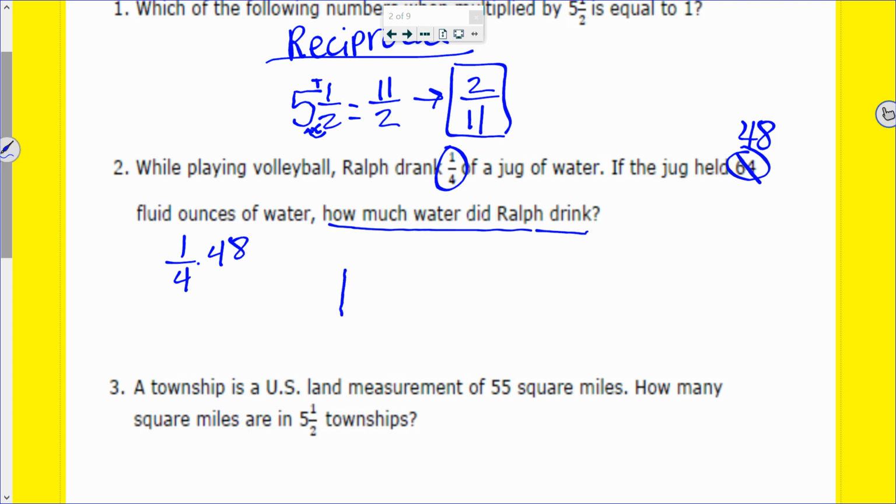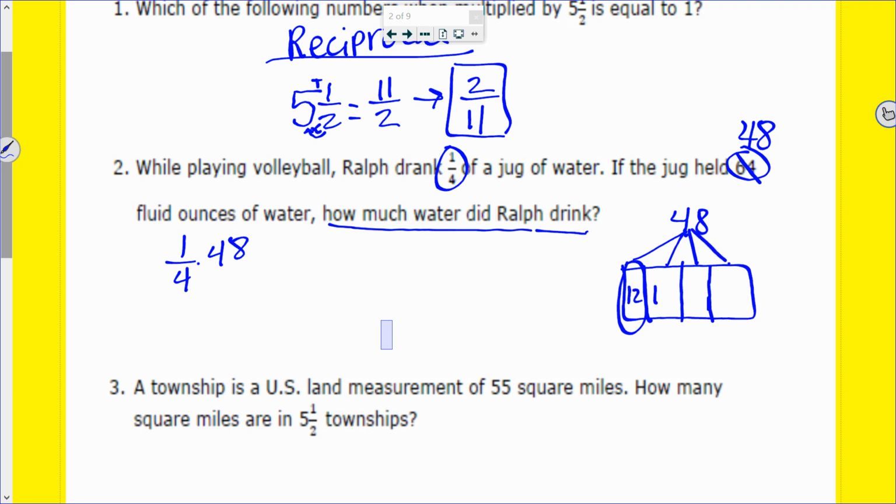Okay, another way to think about this is to think of a visual of an actual jug of water. All right, I just turned it on its side. I'm going to cut it into 4 pieces, right? And Ralph is going to drink one of the 4 pieces. Well, I know that the whole is made up of 48. So when I cut 48 into those 4 pieces, I know each piece is going to get 12 ounces because I divided 48 by 4. So Ralph drank 12 ounces.